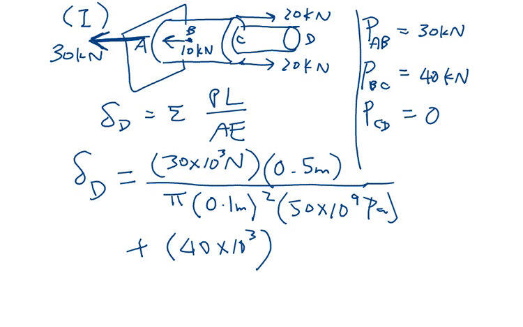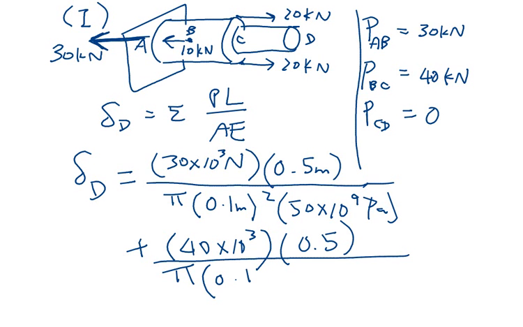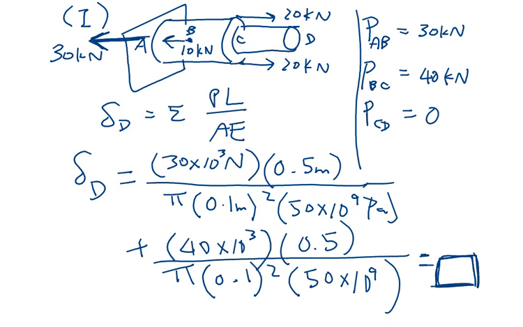Now I'm going to leave out units. Okay? Make it a little more concise. Over pi, it's the same area since ABC are the same rod. It's just that there's a force being applied at B. So 0.1 squared. And then same Young's modulus, 50 times 10 to the 9th. Okay, so if you work this out, you're going to end up with some value. Let's skip that. What I would suggest you do is go home and finish this problem on your own. Fill in all the blanks. Okay, so that's the first part of the superpositioning.